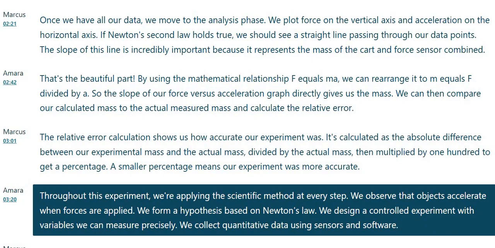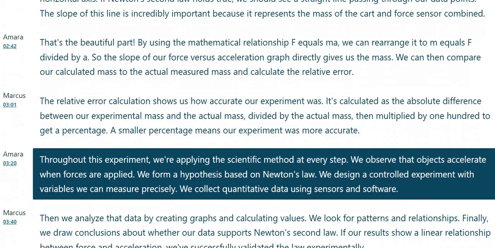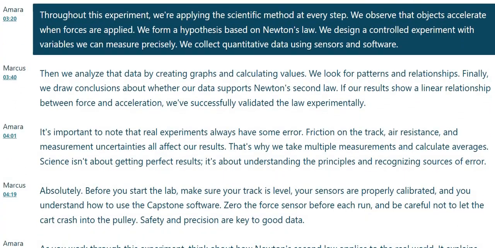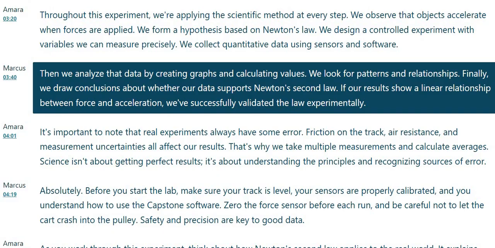Throughout this experiment, we're applying the scientific method at every step. We observe that objects accelerate when forces are applied. We form a hypothesis based on Newton's law. We design a controlled experiment with variables we can measure precisely. We collect quantitative data using sensors and software. Then we analyze that data by creating graphs and calculating values. We look for patterns and relationships. Finally, we draw conclusions about whether our data supports Newton's second law. If our results show a linear relationship between force and acceleration, we've successfully validated the law experimentally.